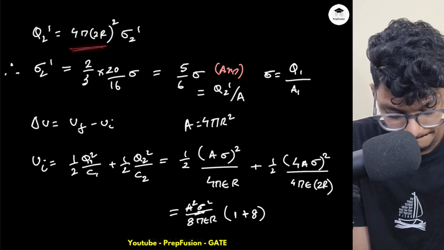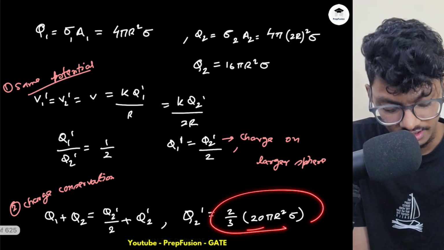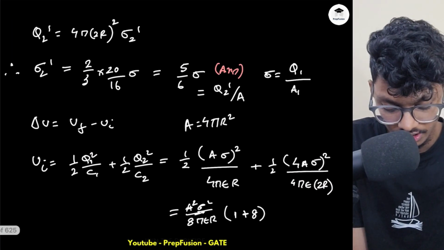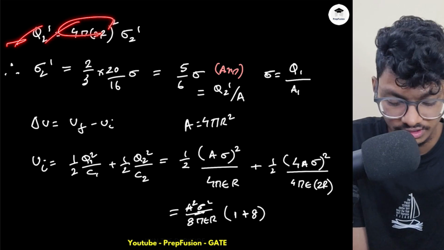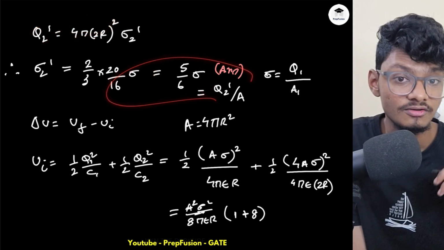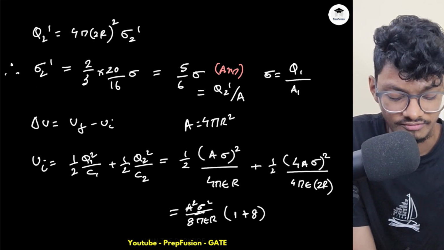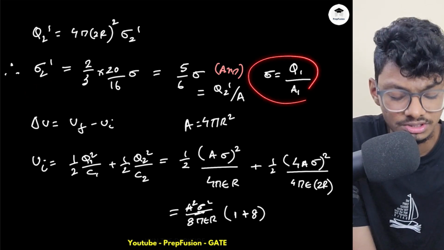What is 4 pi? What is q2 dash? Q2 dash is this, right? 2 by 3, 20 pi r square. And a few things will get cancelled, and your answer will come out to 5 by 6 sigma. So this is the answer for the first part, that is you have to find out the charge density after t equal to 0, after the connection.